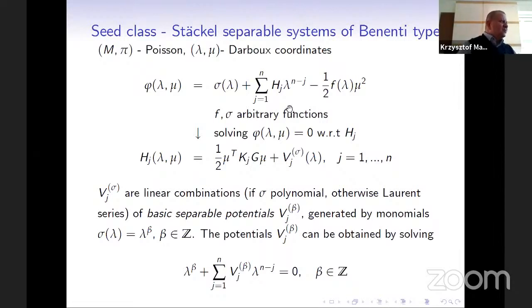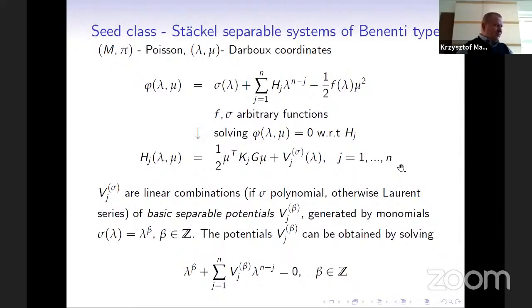So our separation curve is simply given by this expression. So we see some function of lambda multiplied by mu squared, and our set of Hamiltonians here. Solving n copies of such expression with respect to the Hamiltonians or functions a_j yields this function in this form. And this is a very interesting object. It's called a Stäckel separable system of Benenti type. And if you interpret G as a metric tensor on a Riemannian manifold spanned by lambdas, then K_j are Killing tensors for this metric tensor, no matter what j is.